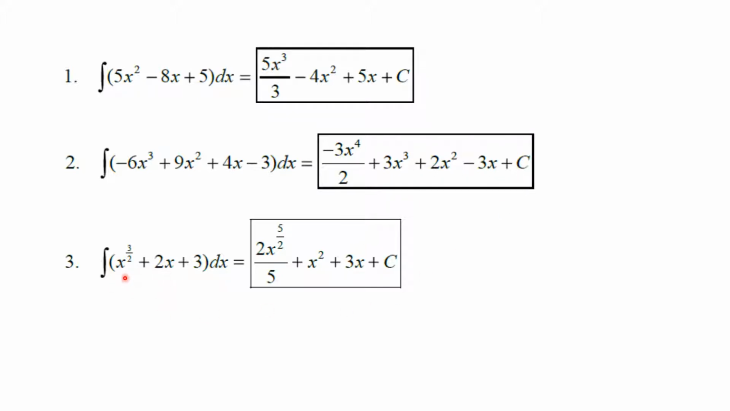The next function, using similar rules, x to the power of 3 over 2, add 1 will become 5 over 2, divided by 5 over 2. When you divide with 5 over 2, you will get flipped. Multiply by 2 over 5. And integrating 2x gives you 2x squared over 2, which can be simplified to x squared. And integrating a constant gives you 3x. And don't forget to add the c because this is an indefinite integral.